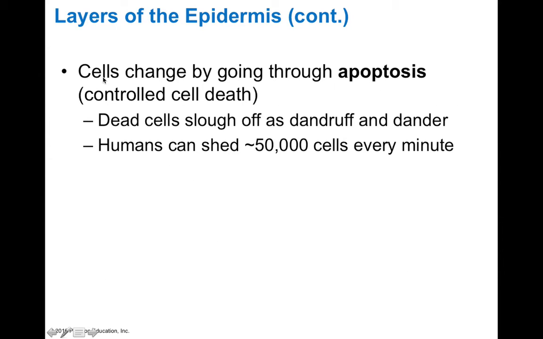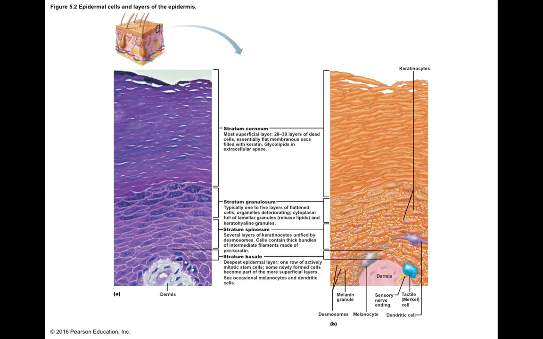Now, as these cells are pushed more superficially, they undergo apoptosis, which is programmed cell death. These dead cells slough off as dandruff or dander, and humans can shed up to 50,000 keratinocytes every minute, which is why our epidermis needs a high regenerative capacity, and you're going to replace these cells about once every 45 days.